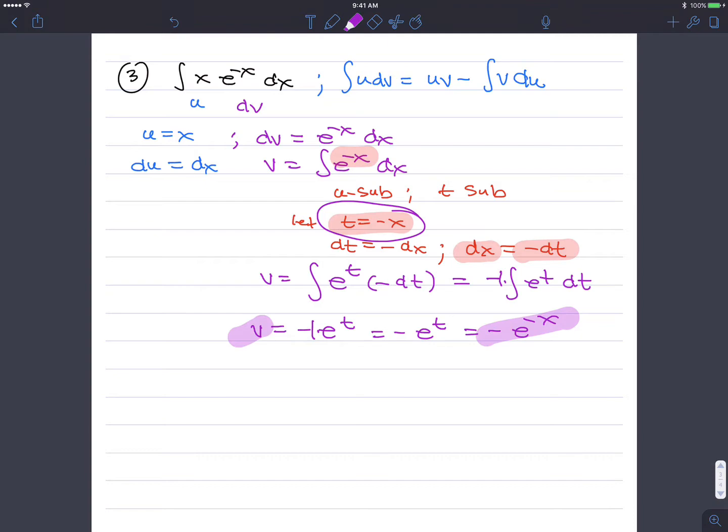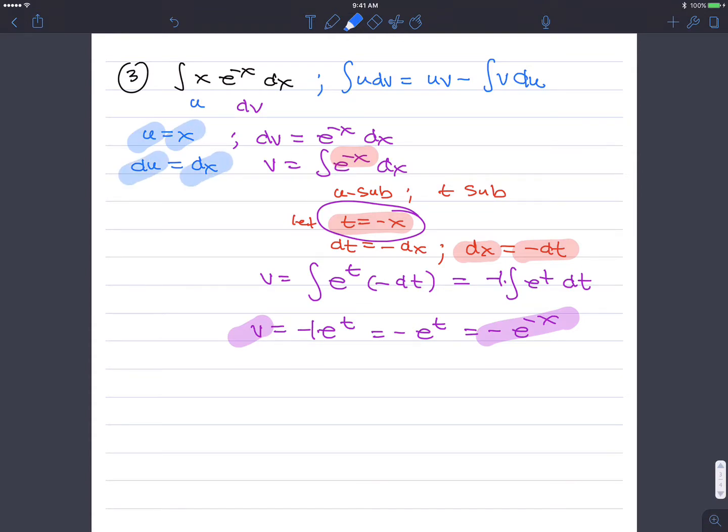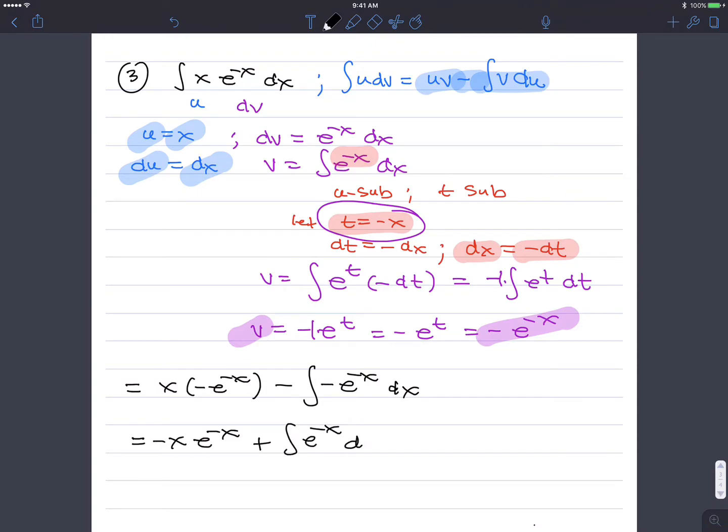This is my v. V is minus e to the minus x power, and u is x, du is dx. We're going to use this in our integration by parts format. uv minus integral v du. So here's what we get. x times minus e to the minus x, minus integral, v is minus e to the minus x, du is dx. So x e to the minus x, with a minus sign, plus the integral of e to the minus x dx. I need to know what this integral is.